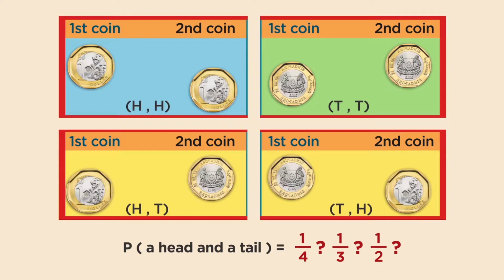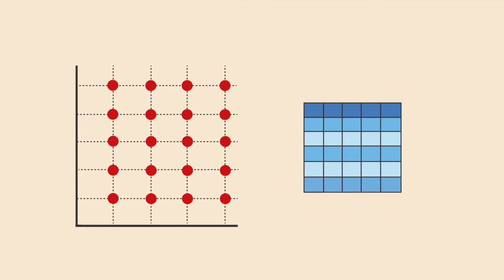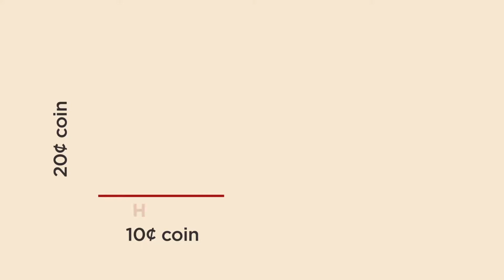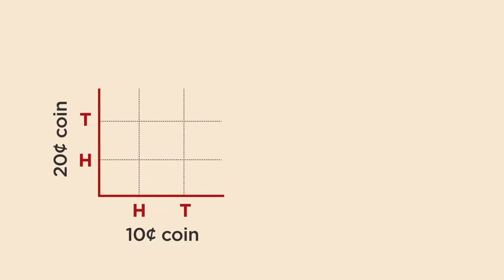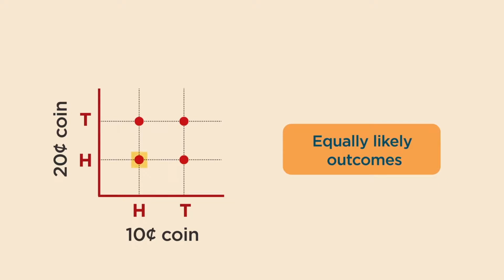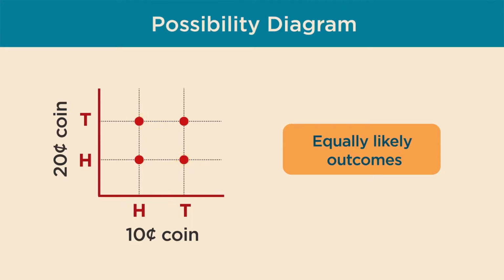Before making a conclusion, let's list down the possible outcomes. There are two ways to do it. Let's look at this one first. Suppose the two coins we flipped are a 10-cent coin and a 20-cent coin. We can get either a head or a tail from the 10-cent coin. Let's write the outcomes here using H and T. This line can be seen as the x-axis. The same goes for the 20-cent coin. We can write its outcomes along the y-axis. The four dots here represent the four equally likely outcomes: two heads, two tails, or a head and a tail. This is called a possibility diagram.